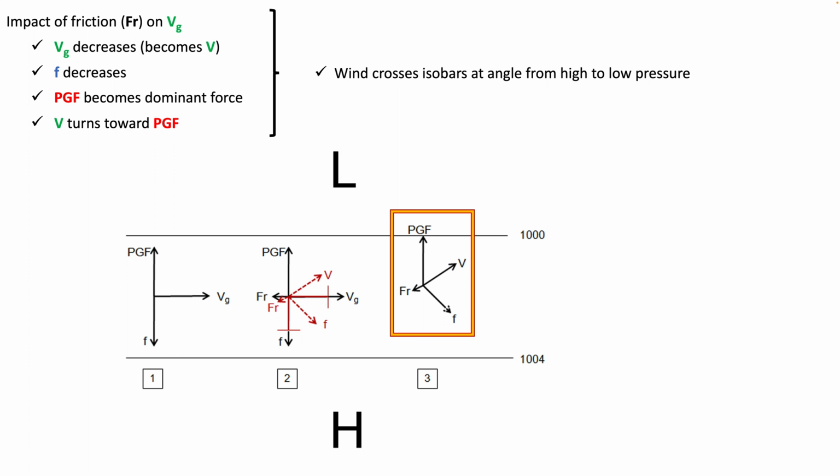Also, what you tend to see is that the wind crosses the isobars at a larger angle when the wind is lighter and at a smaller angle when the wind speeds are stronger. So there's just a lot of detail that we don't really worry about in our class. As long as you've got this last check mark, that the wind crosses the isobars at an angle from high to low pressure, you're going to be good.